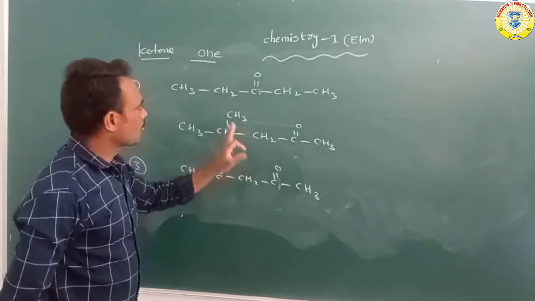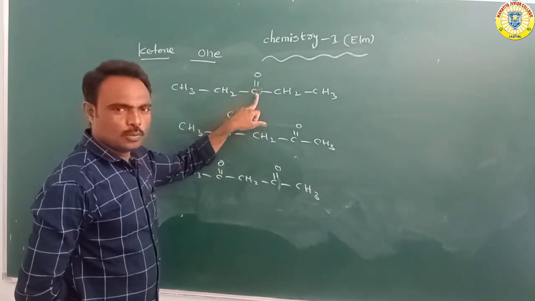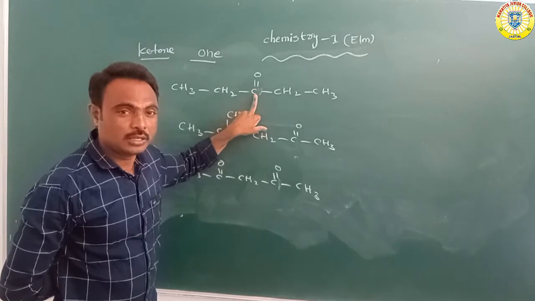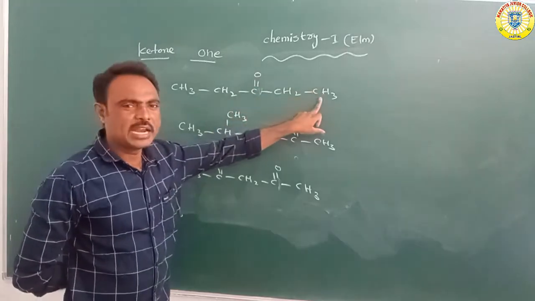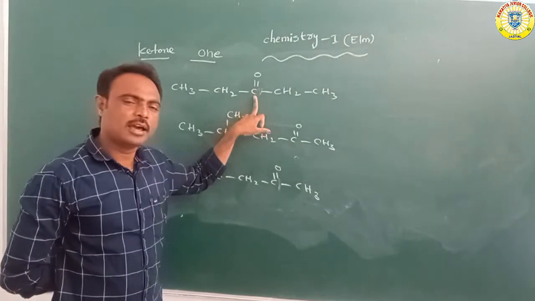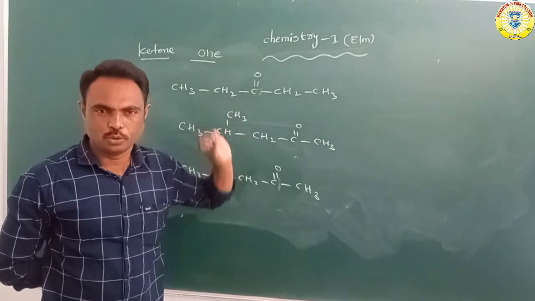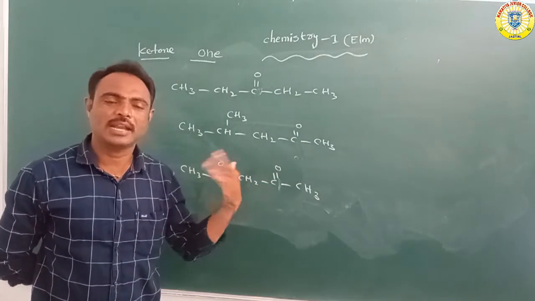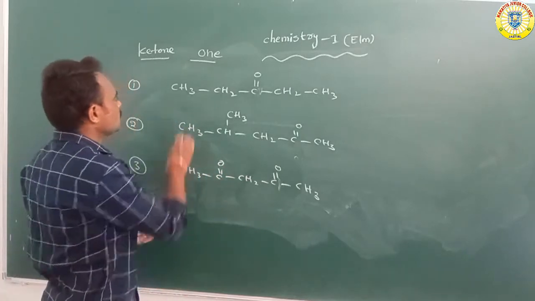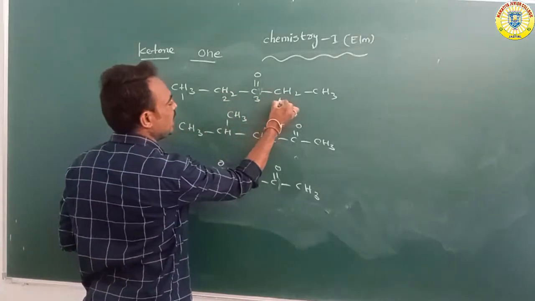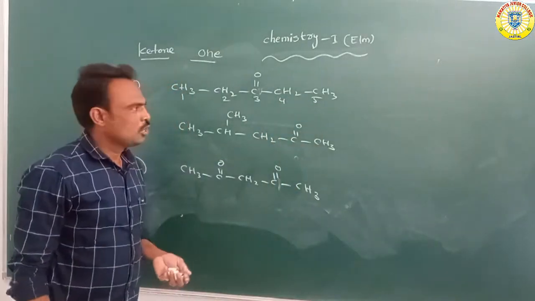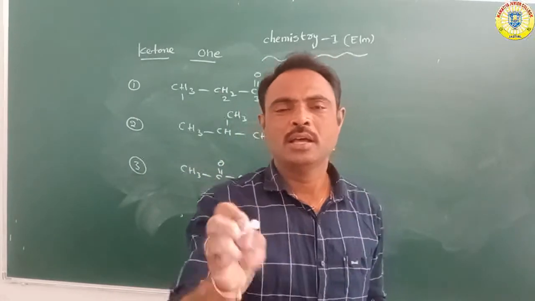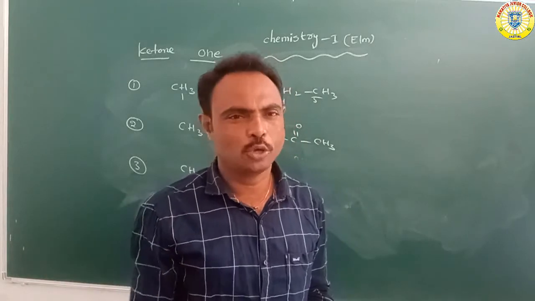Okay, suppose C double bond O: from the left side 1, 2, 3, the third carbon is attached with the ketone functional group. From the right side 1, 2, 3, the third carbon is again attached with the ketone group. So we can give the number from any side, left or right. Suppose 1, 2, 3, 4, 5. This compound is attached only with the functional group, and not with methyl or chlorine groups.